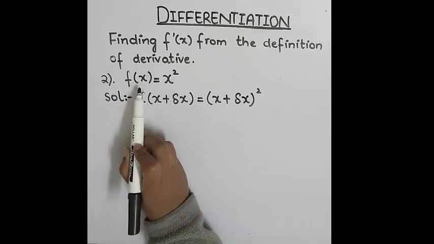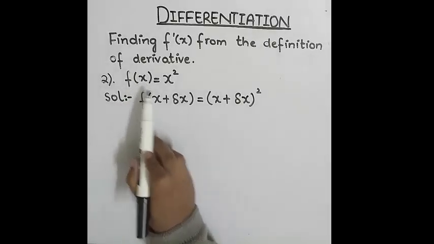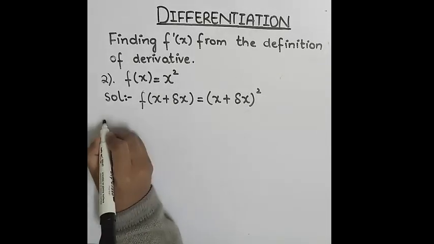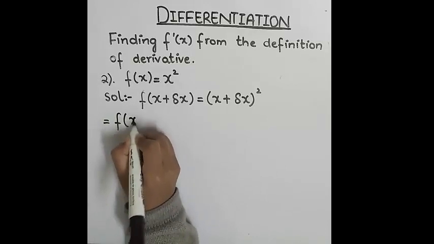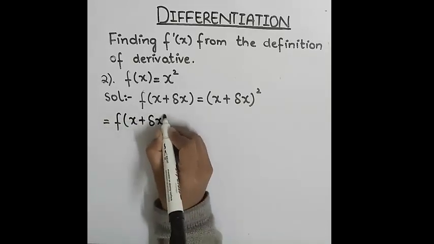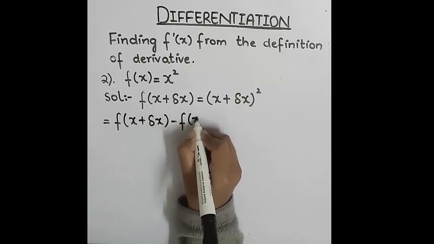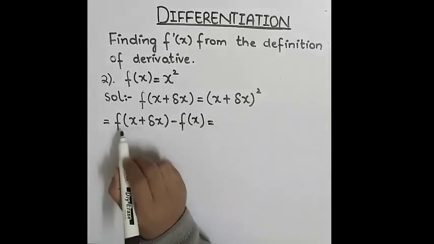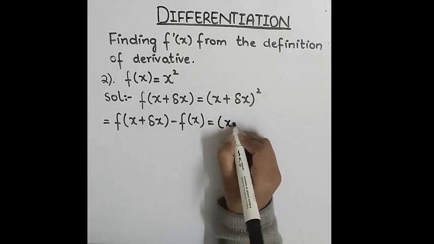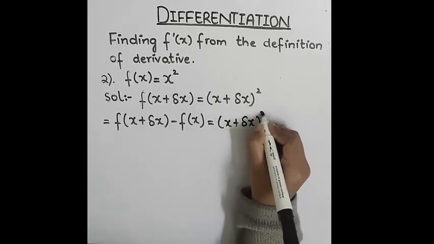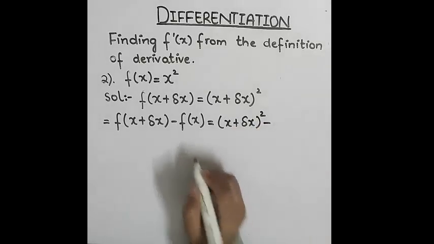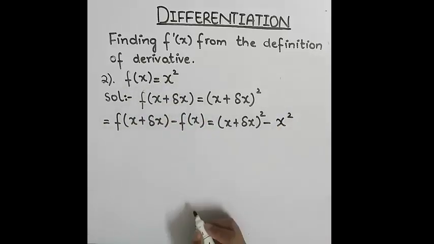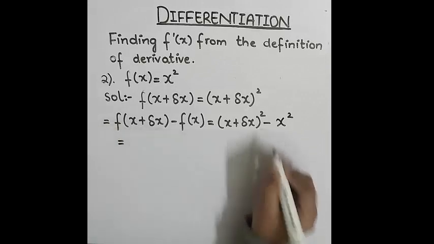Just we have added delta x in the value of x here and here. So we are done with the first step. Step number 2 says find f of x plus delta x minus f of x, which is equal to f of x plus delta x, that is (x plus delta x) whole square, minus f of x. The value of f of x is x square. Now we have to simplify this term.